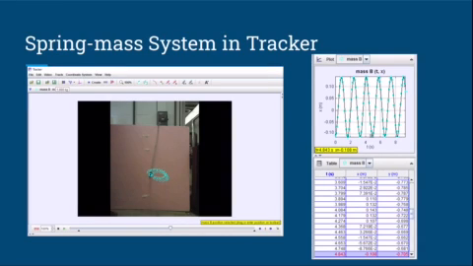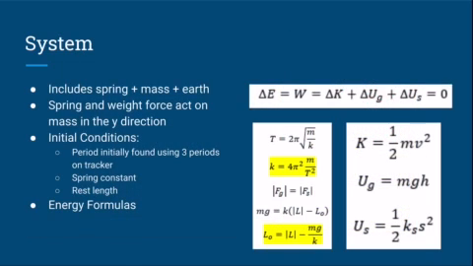Here, my spring mass system is pictured in Tracker with all of its plotted data points. To the right is a graph of its oscillation, and below that is the time and its x and y positions at each time. Our system includes the spring, mass, and earth. Spring and weight force are acting on the mass in the y direction only.